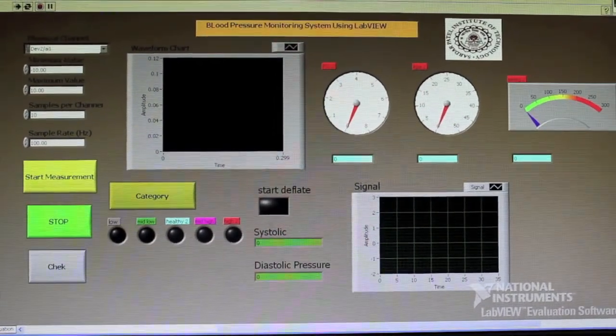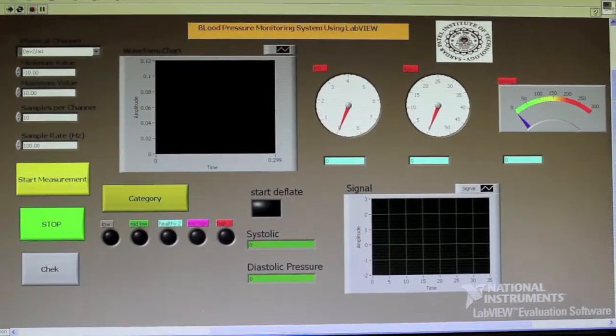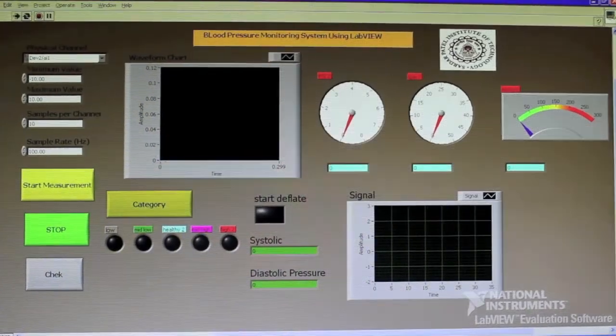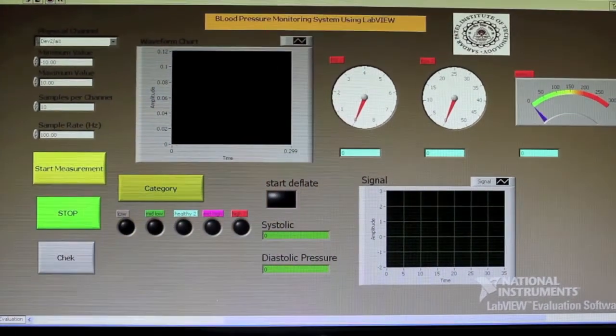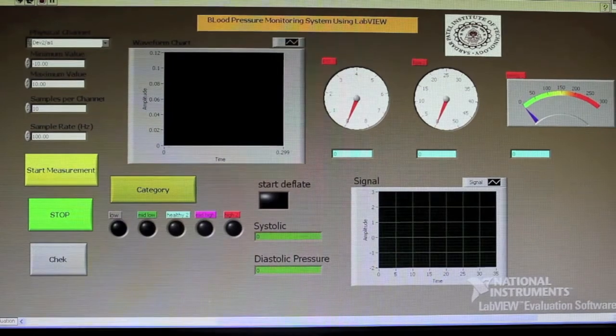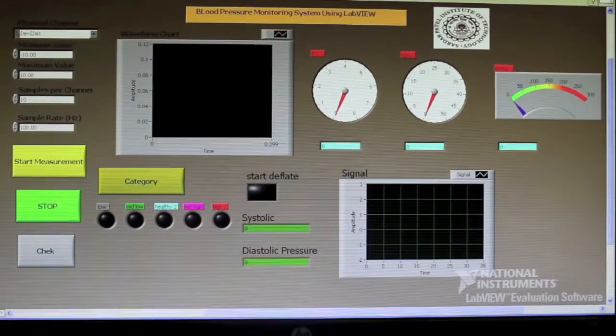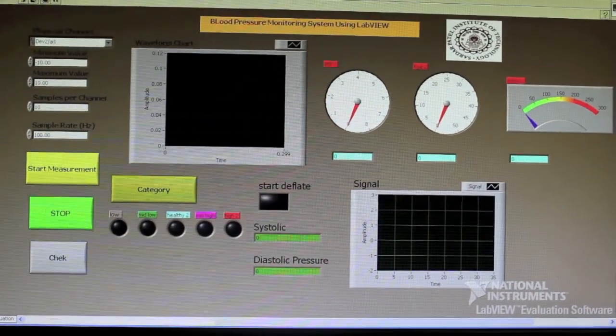For a normal human being, the systolic and diastolic pressures can be given as 120 by 80 mmHg. Hypertension is considered when the patient's reading is above 140 by 90 mmHg.